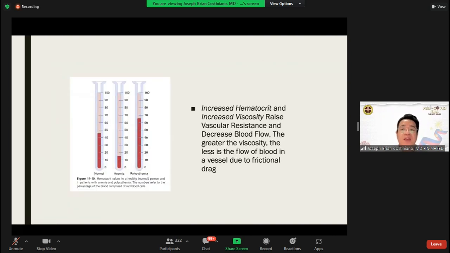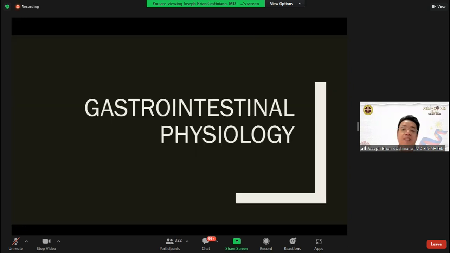And take note that with increased hematocrit and increased viscosity, it will increase your vascular resistance because of what law? Poiseuille's law, right? Viscosity is directly proportional to resistance. And an increase in your vascular resistance will decrease your blood flow. So the greater the viscosity, the less is the flow of blood because of frictional drag between your RBCs.